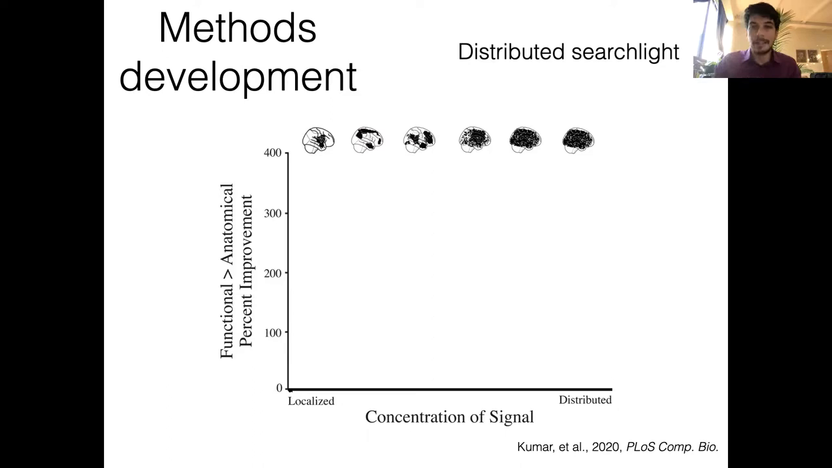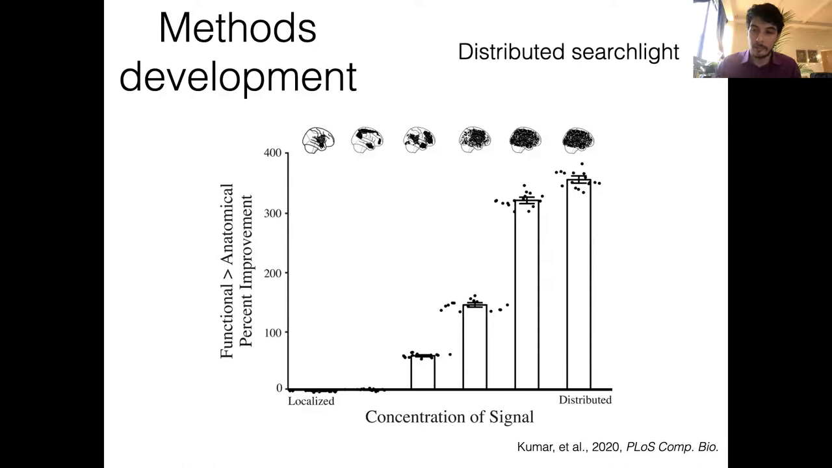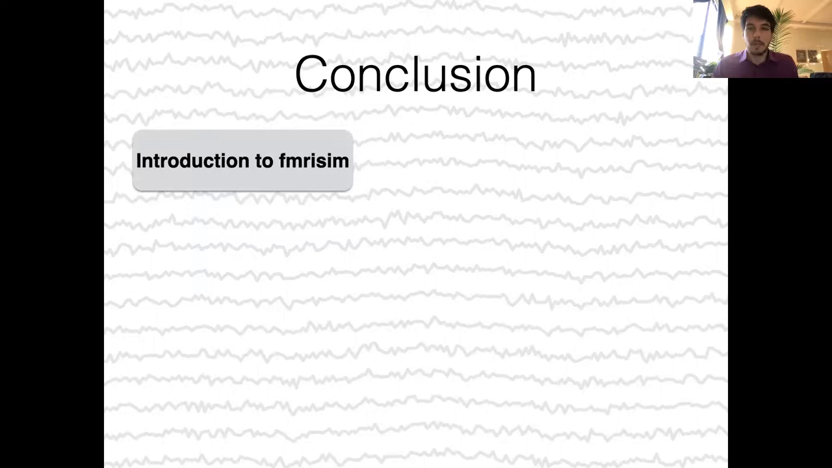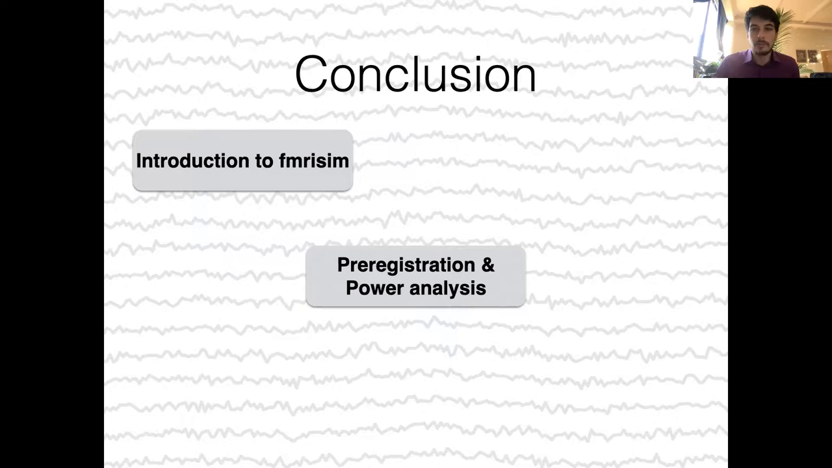So this confirmed to us that the method that we developed was leveraging the neural representations that we thought it was leveraging. Okay, so in conclusion, I've given you a quick primer into how fMRI sim works. I've also showed you how preregistration can be used and paranalysis can be used. And I've also given you some example applications of fMRI sim.